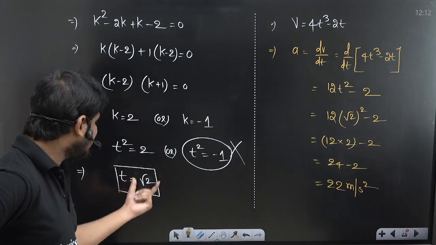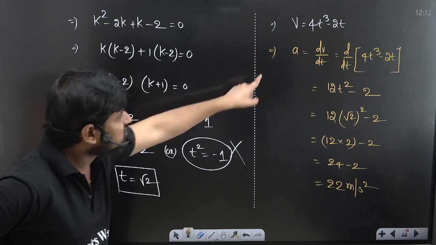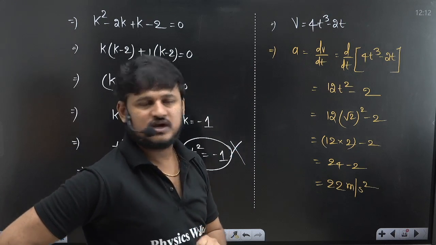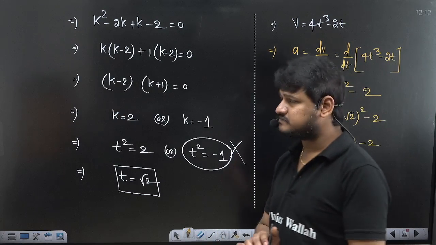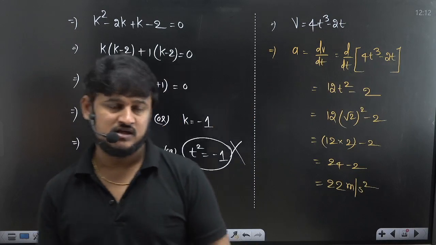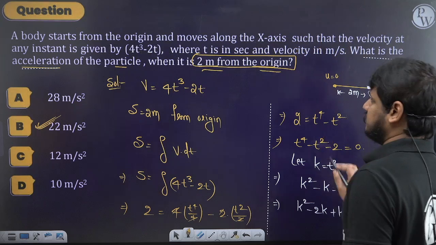That means at this time the particle was at 2 meters. At that 2 meters you are finding the acceleration. Understood the concept? Clear? Any doubts? Chalo, so let's move further. This is a good question, a logic question.